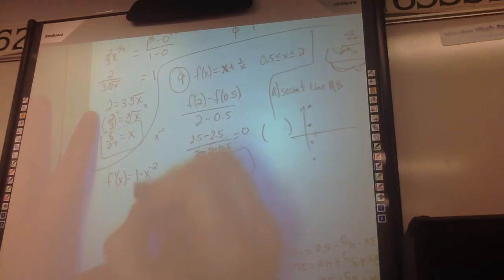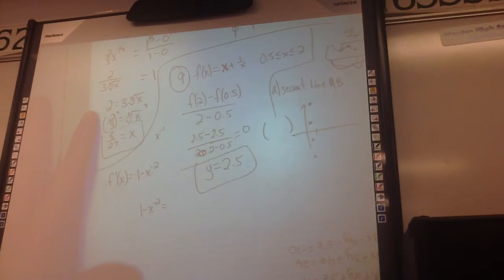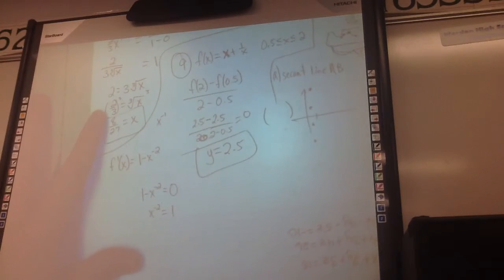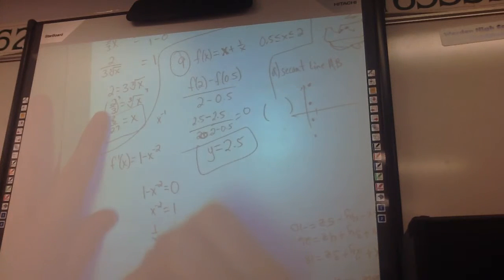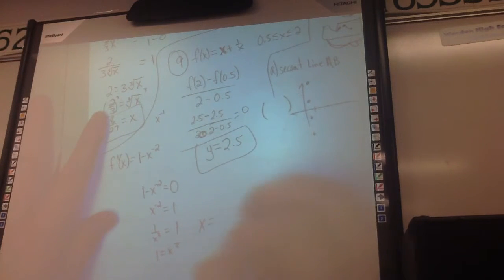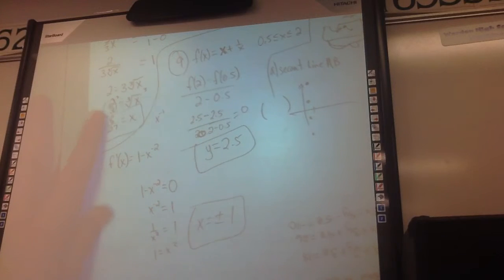So now we're going to try to figure out when this equals 0, because that was the slope of my secant. Negative x to the negative second equals 0. Subtract 1 and just divide by a negative, so we have 1 over x squared. Multiply by x squared, you have 1 equals x squared. Square root it, x equals plus or minus 1. There you go.